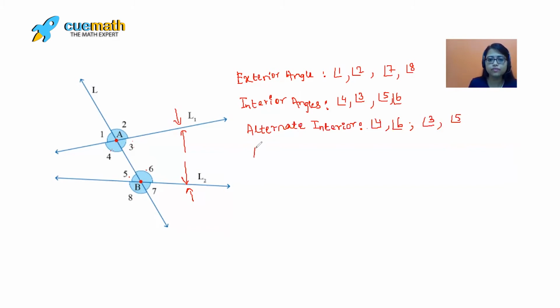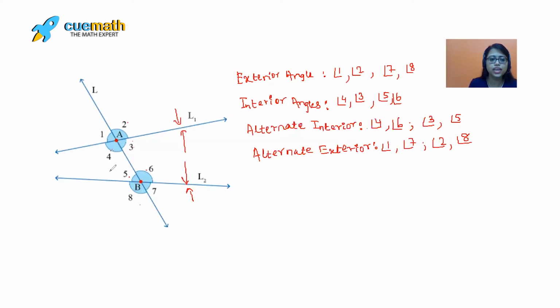Now we'll go ahead with alternate exterior angles. Now again from the name itself you can say what alternate exterior angles are. So alternate means opposite, exterior means outside this region of L1 and L2, right? So you can say angle 2 and angle 8. Now angle 1 and angle 7. So I can write angle 1 and angle 7, and angle 2 and angle 8 are the pair of alternate exterior angles. Yes, very simple.